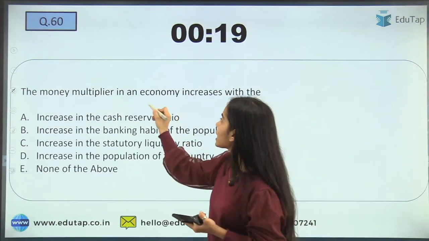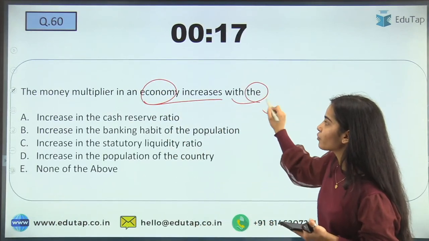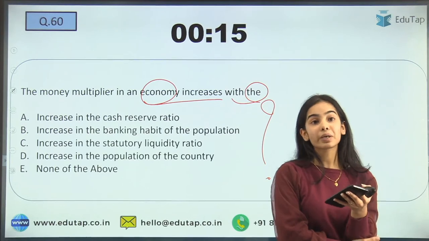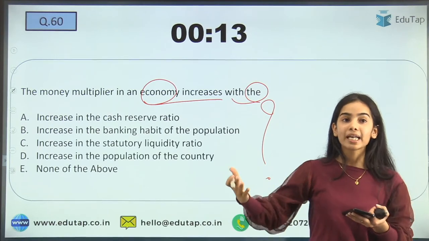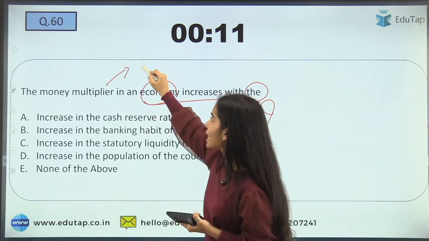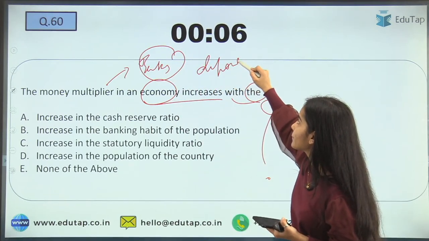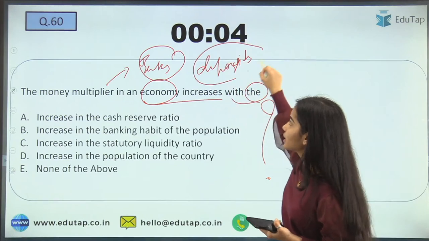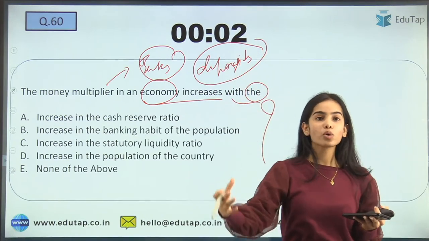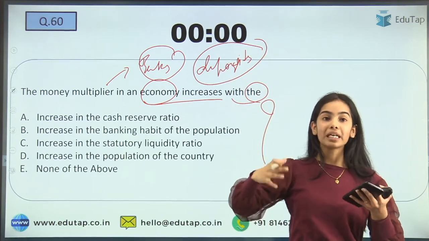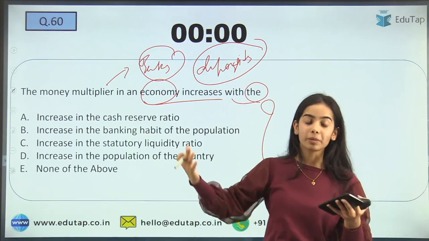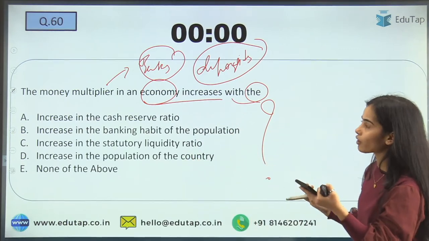Money multiplier in an economy increases with which? Okay, money multiplier is increasing in the economy. Money multiplier is one that the banks have the deposits, and they give the loans and everything. So the money supply multiplies. So it is the effect of which of the following?